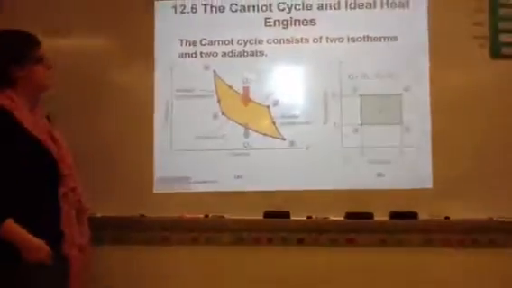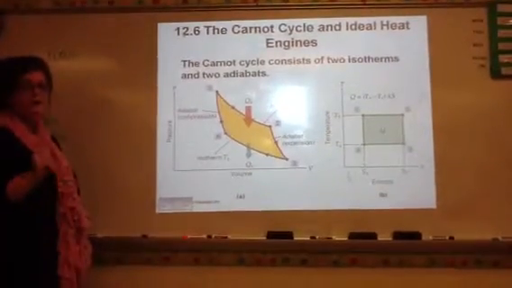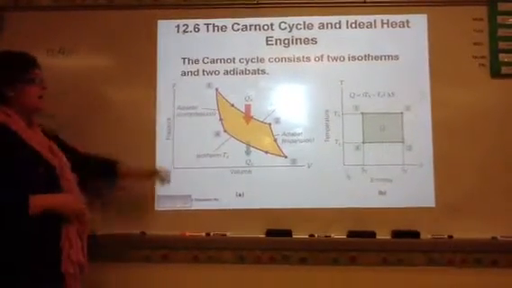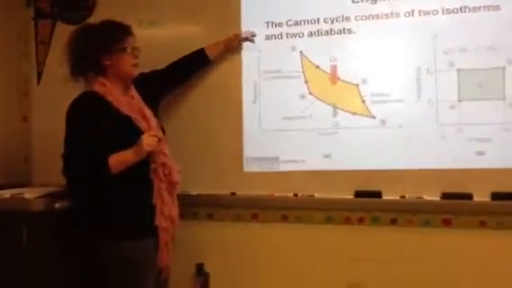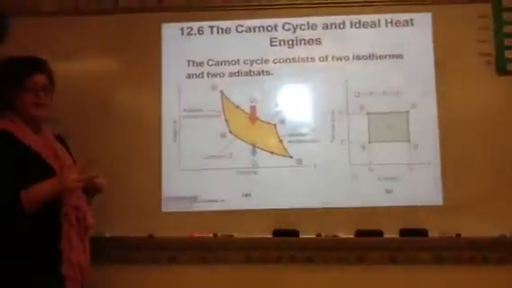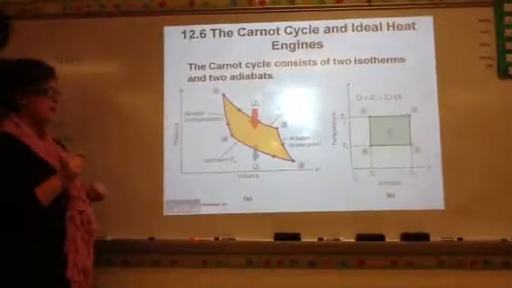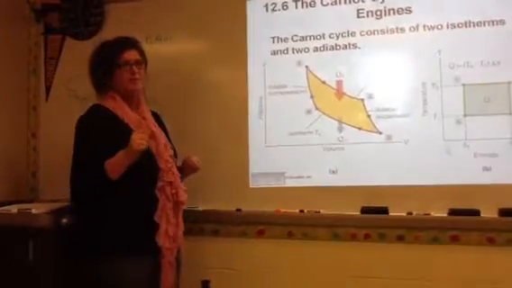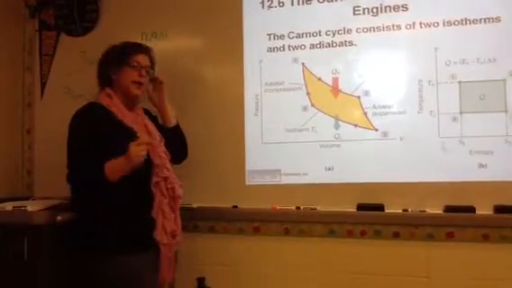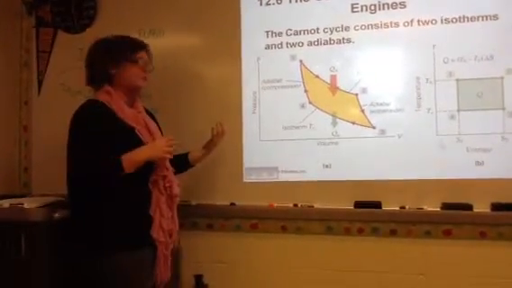Go to the next one. They will talk to you about a Carnot cycle. So this is called the Carnot cycle. It consists of 2 isotherms and 2 adiabats. They have to label your isotherms. They have to label your adiabats. They will always label them for you.